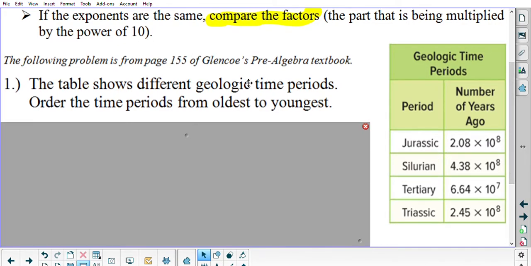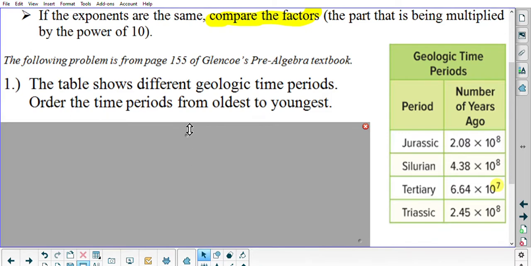As you can see, I mentioned for you here from page 155 of the pre-algebra textbook. It says the table shows different geologic time periods. Order the time periods from oldest, which means biggest, to youngest. Now, take a look at the table here. You should notice right away that tertiary has only a power of 7. All the others have powers of 8.